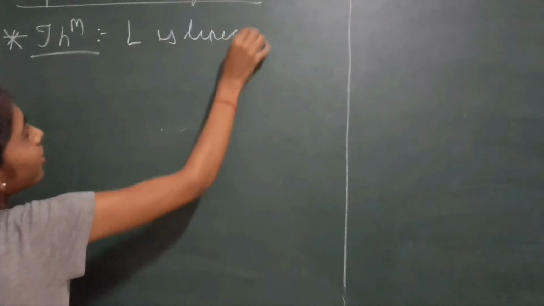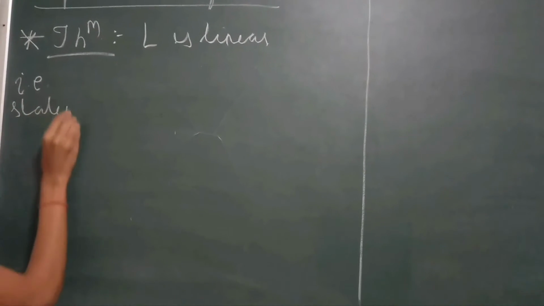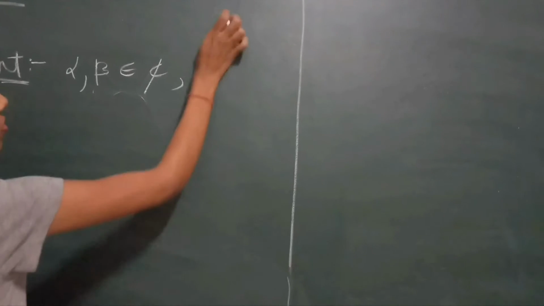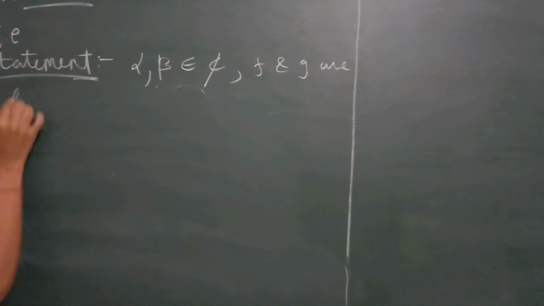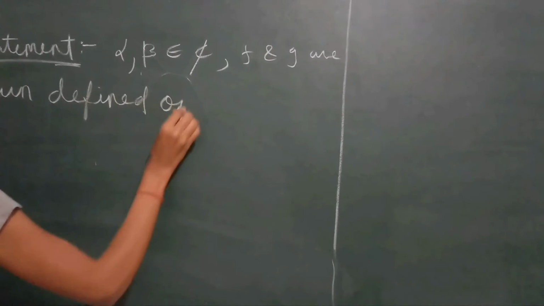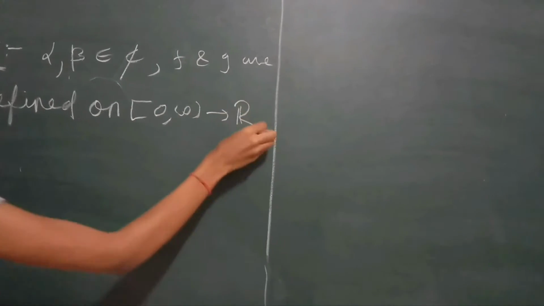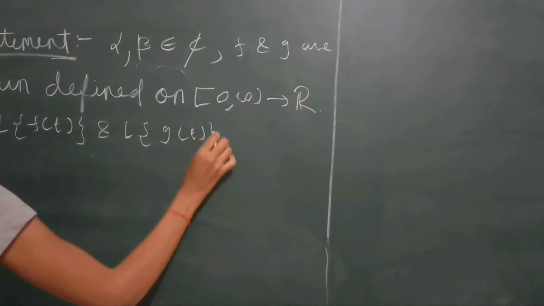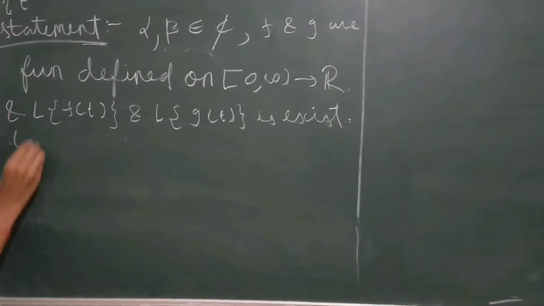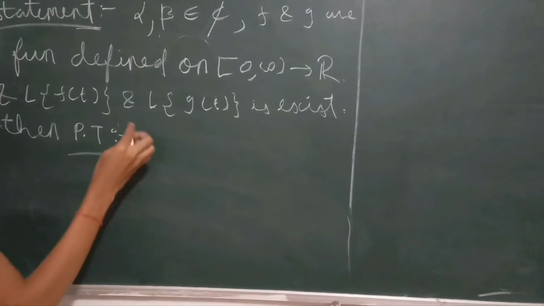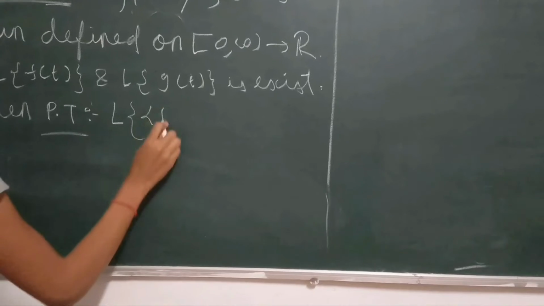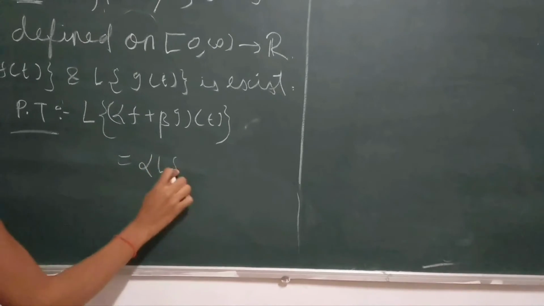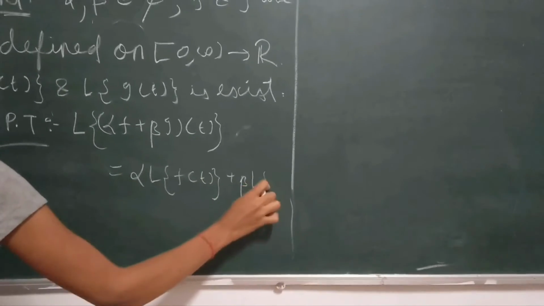L is linear. That means, statement: alpha, beta are in C, f and g are functions defined on 0 to infinity to R, and L of f of t and L of g of t exist, then prove that L of alpha f plus beta g of t is equal to alpha L of f of t plus beta L of g of t.